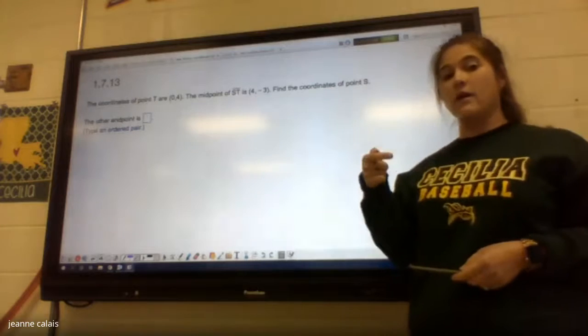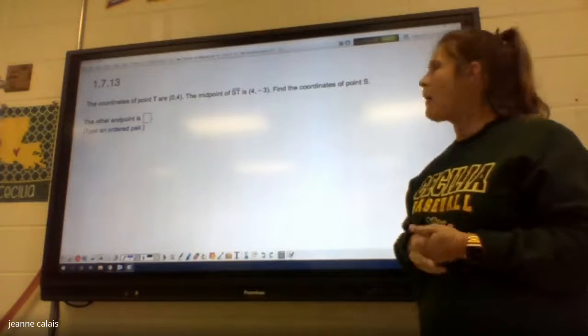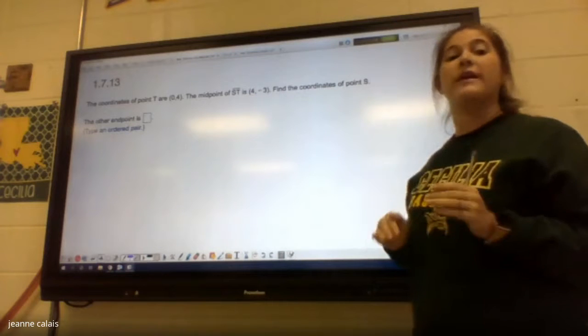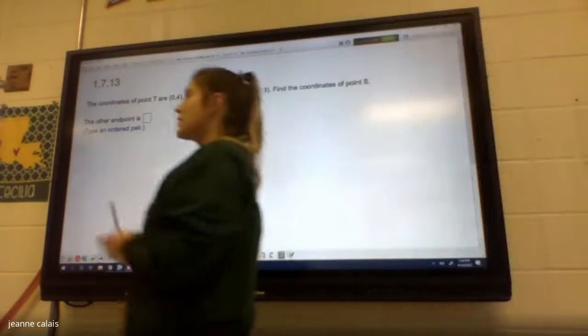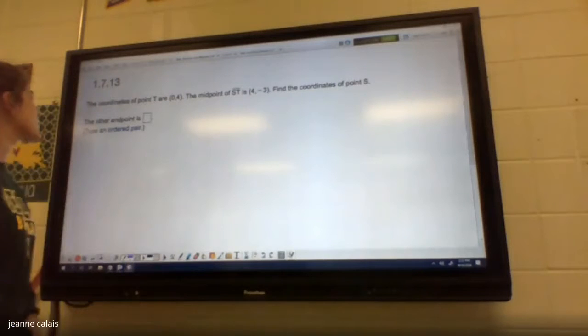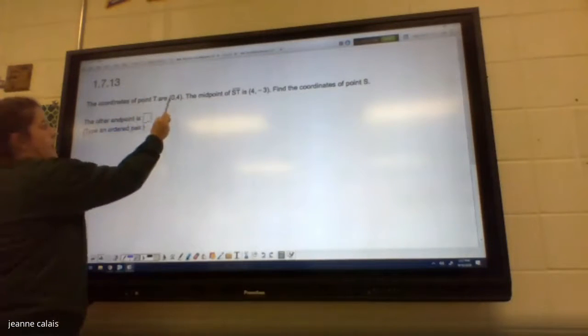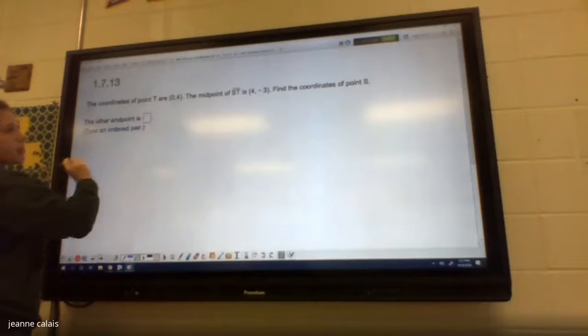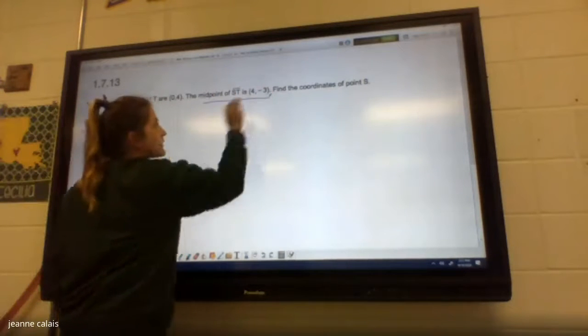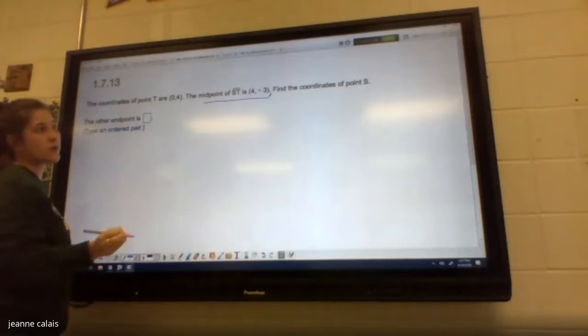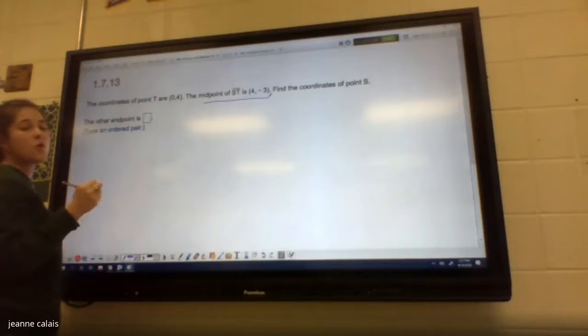About in the last slide, how to find the midpoint. All right, well, here you got to read very carefully to understand what the question is asking. It says the coordinate of point T is at (0, 4), the midpoint of segment ST is at (4, -3). You need to find the coordinate of point S.